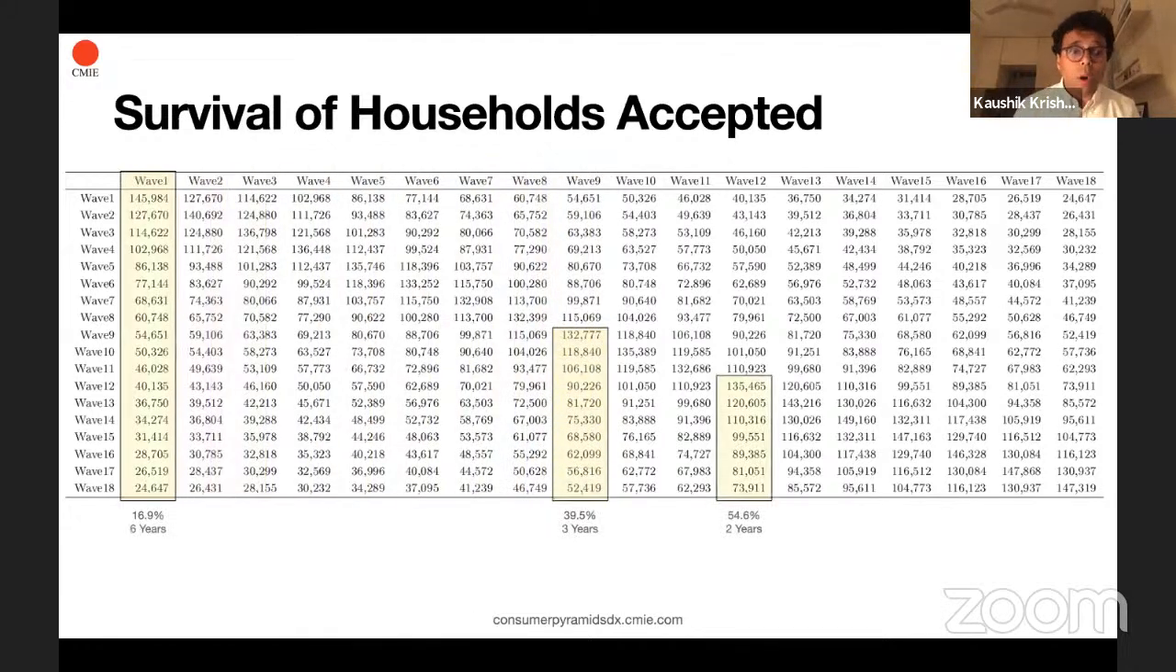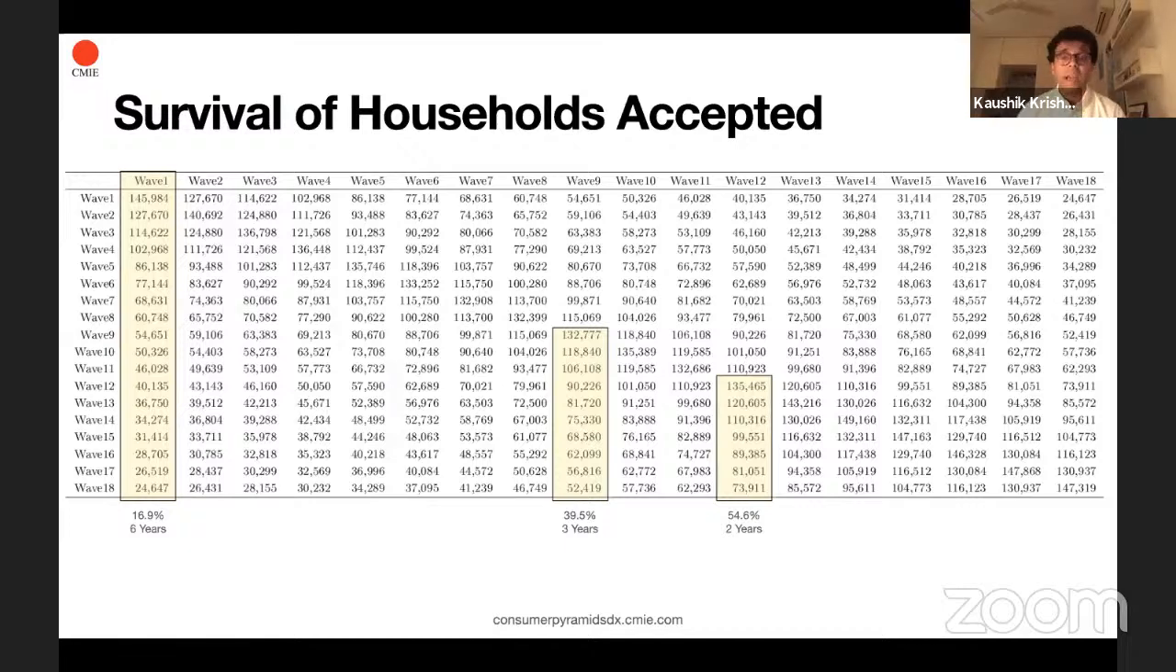You can also do another exercise, which is to look through these tables to find the survival probability for a household. Of course, there are better ways of doing this because you can pool across waves. But if you just took one wave as an example, in wave 1, to get through all 6 years, about 16.9% of all households survive.